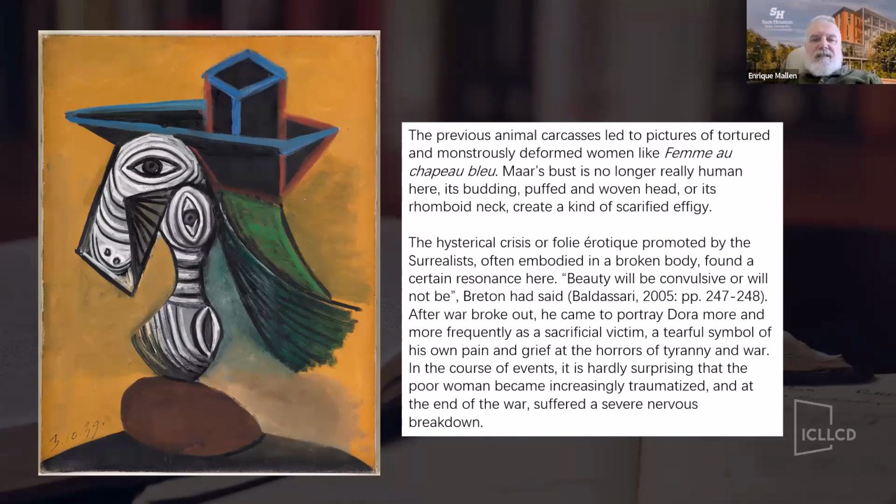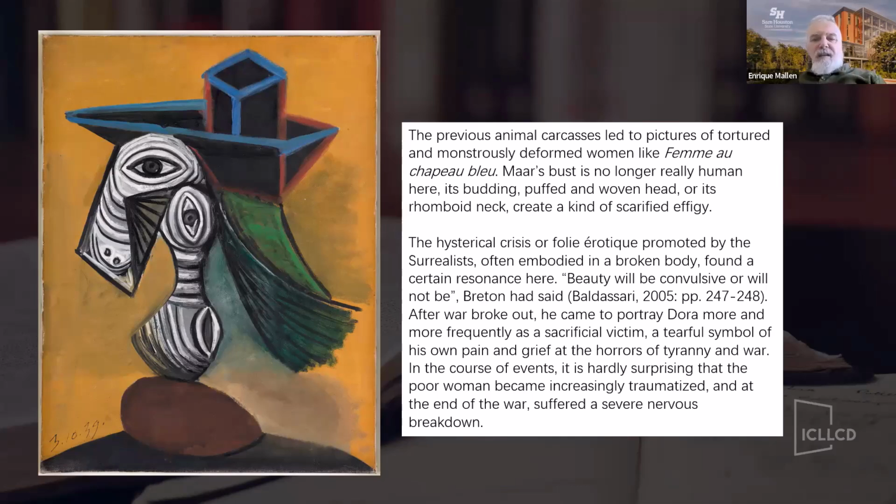The hysterical crisis of the folie érotique promoted by the Surrealists, often embodied in a broken body, found a certain resonance here. Beauty will be convulsive or will not be, Breton had said. After war broke out, he came to portray Dora more and more frequently as a sacrificial victim, a tearful symbol of his own pain and grief at the horror of tyranny and war.